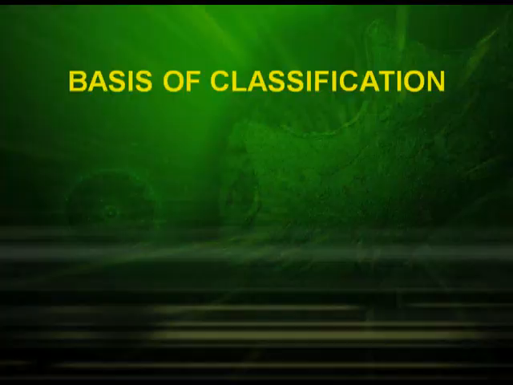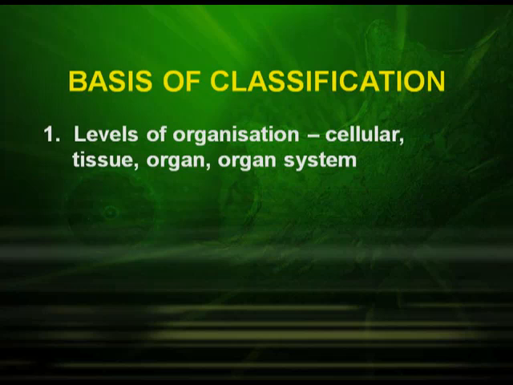They are motile and they show a diverse form, starting from the sponges to the insects to human beings and other animals. Now, what is the basis of classification? There are certain criteria, levels of organization. Some of the organisms show cellular level of organization, for example, in Porifera. Some show tissue level of organization. Few other animals show organ level of organization, and the highest evolved form shows organ system level of organization.